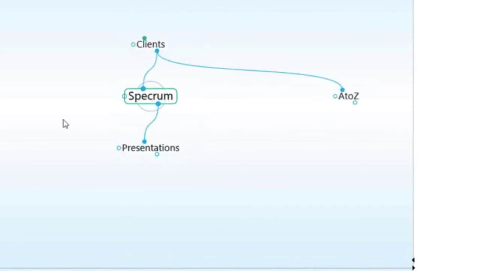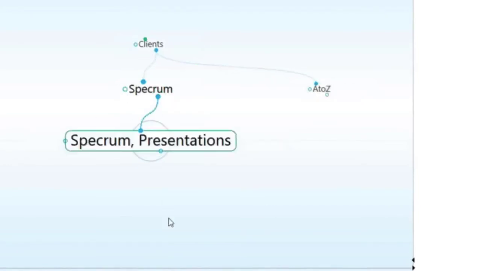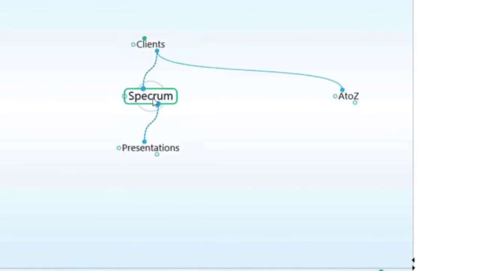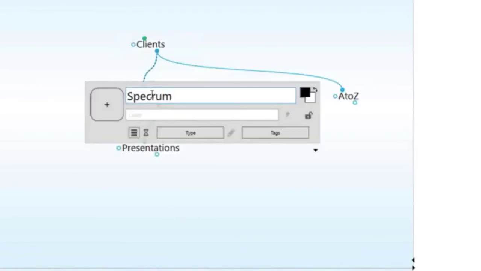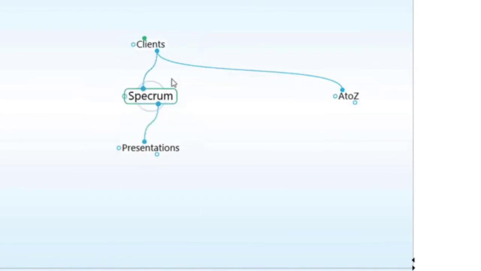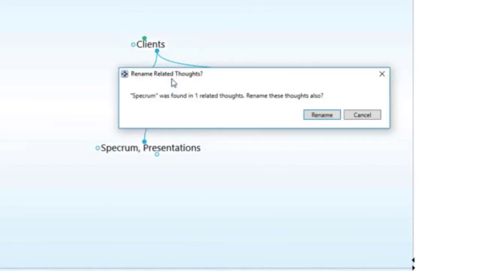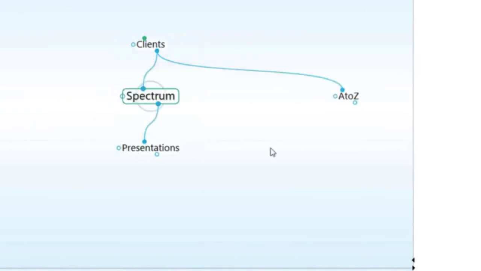And what the comma does for me is it actually appends the parent name to the full thought name that you've just created. So this isn't just presentations, these are Spectrum presentations. And I spelled that wrong, Spectrum. And this is interesting too. I add the T and the brain sees that I'm using the comma trick, so it actually asks me if I want to rename the thought in other areas of the brain, which I do. That's a great time saver.